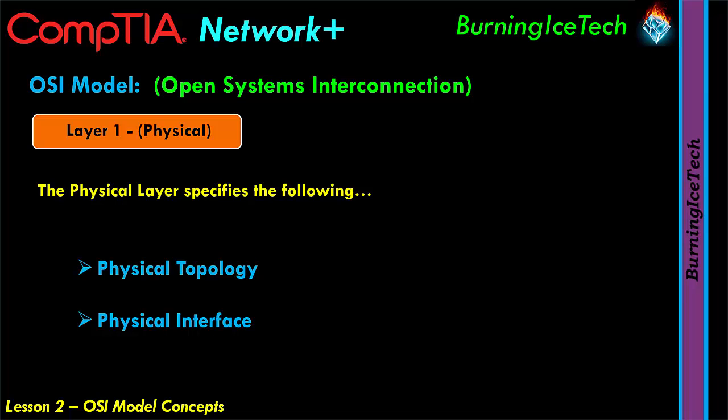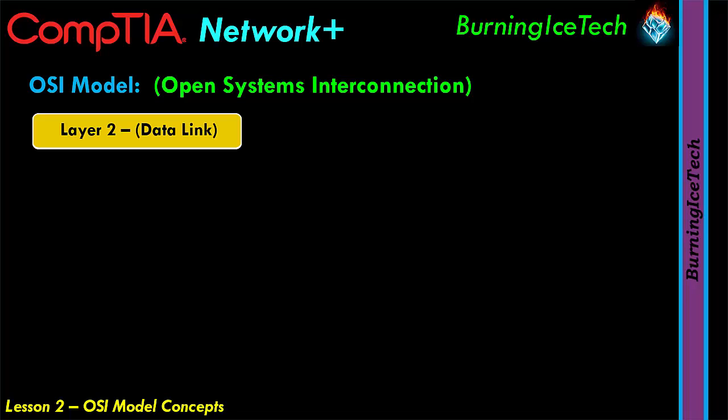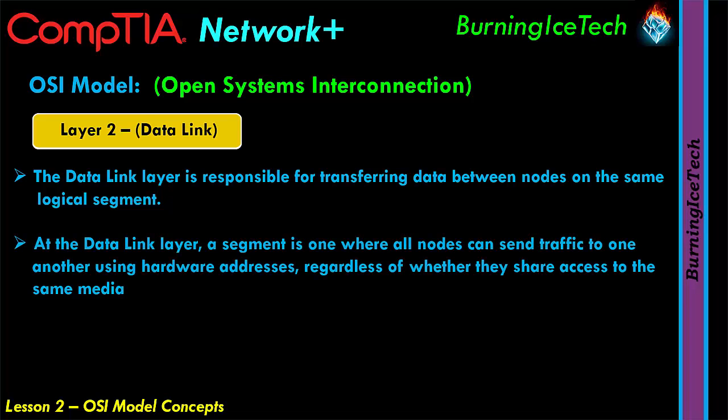Let's go back to our list of layers, or should I say our list of rules. So this is our list of rules, once again, the OSI model. So we discussed layer 1, let's move on to layer 2, which is called the data link layer. Now folks, the data link layer is basically a foundation layer for protocols that will begin to stack on top of layer 2. At the data link layer, a segment is one where all nodes can send traffic to one another using hardware addresses, regardless of whether they share access to the same media.